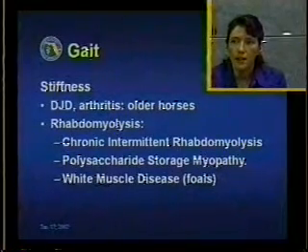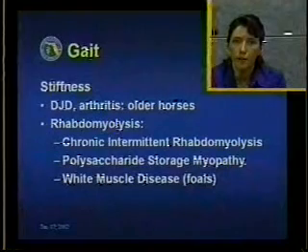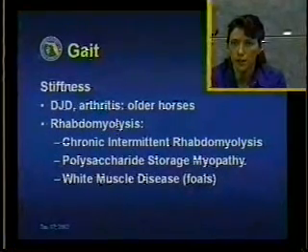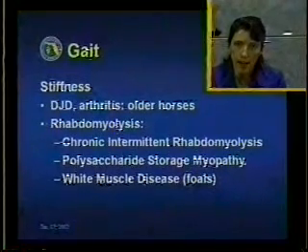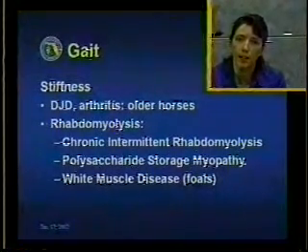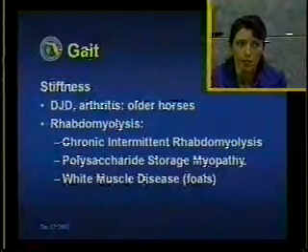Polysaccharide storage myopathy is a disease that will result in accumulation of abnormal glycogen within the muscle fibers and can result in episodes of rhabdomyolysis that are fairly common. The treatment for this disease is a change in the diet where you reduce the glycogen in the diet and replace it by fat as a source of energy.